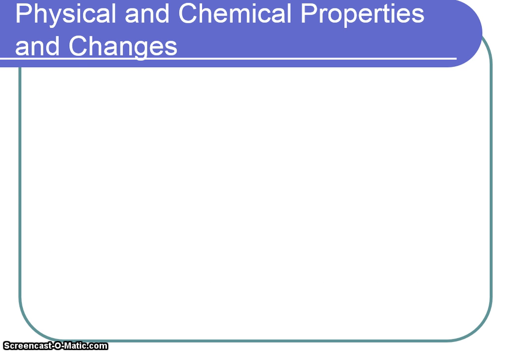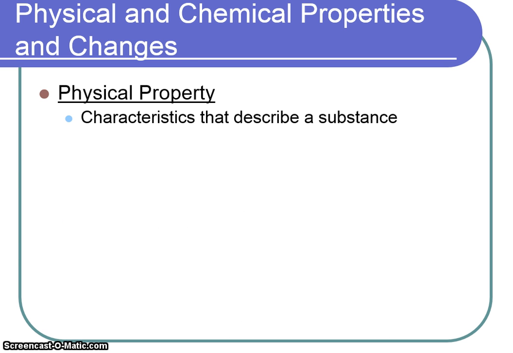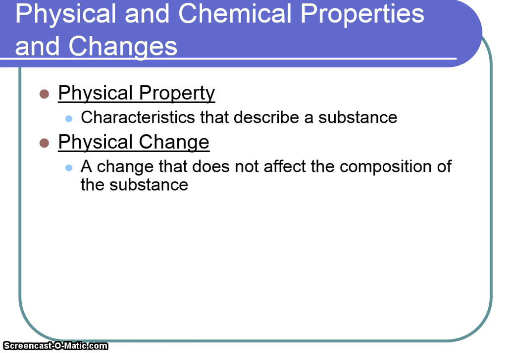And then physical and chemical properties and changes. And so this is your introduction before we get into a lab on this. But a physical property is a characteristic that describes a substance. And a physical change is a change that does not affect the composition of the substance. So a physical property is describing how it looks. A physical change is something that doesn't affect the composition of the substance. My favorite analogy is if I have a piece of paper and I rip it in half, it's a physical change. I now have 2 pieces of paper, but it's still paper. I didn't make it into something new. It still stays as paper.